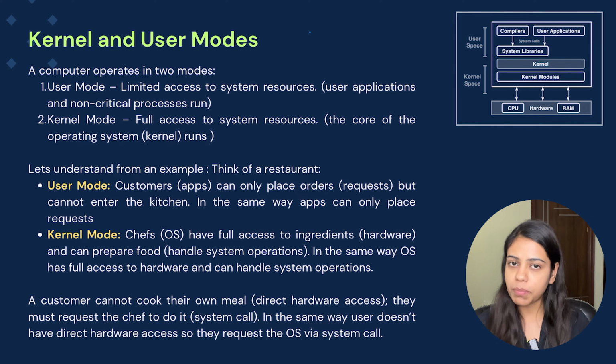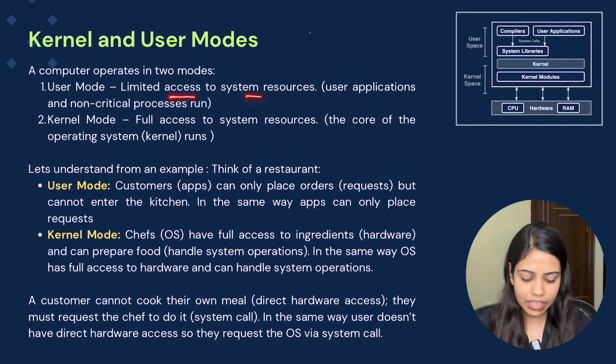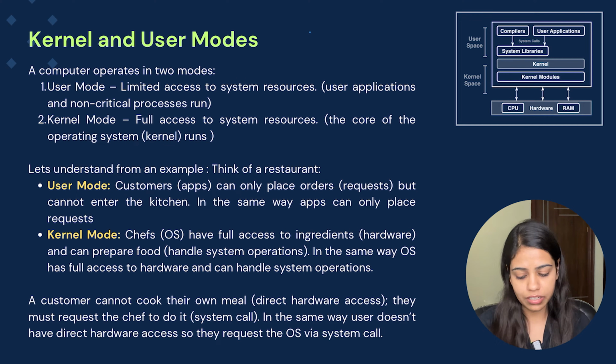Now computer operates in two modes. First is the user mode and second is the kernel mode. Now in the user mode, there is a limited access to system resources. Basically, we can see a mode where the user applications and non-critical processes run. Now coming to the kernel mode, so kernel mode has the full access to the system resources. So we can say the mode where the core of operating system, basically kernel, runs.